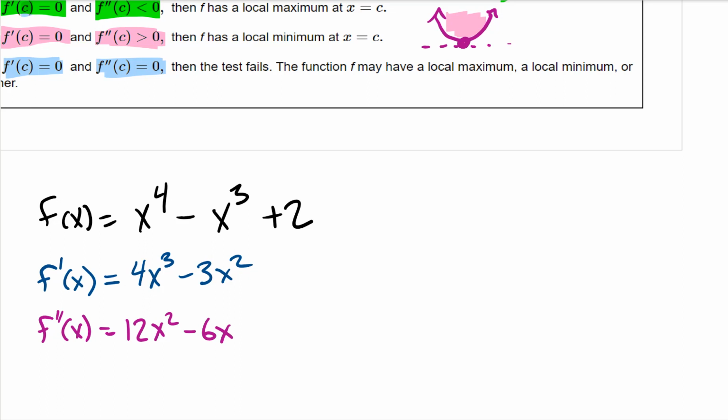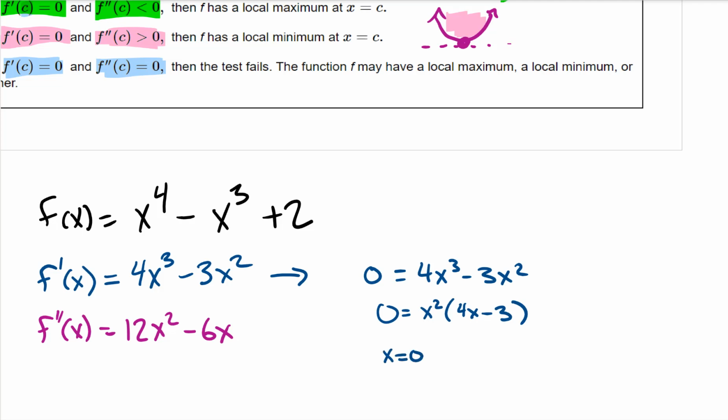Now we're going to take our f prime of x and set it equal to 0 and solve. I think we can pull out an x squared, and this is going to leave us with 4x minus 3. Isn't that what it is? 4x minus 3? All right, cool. So we take our x squared and set it equal to 0, and we take our 4x minus 3 and set that equal to 0. So we find out that we have x equal to 3/4 and x equal to 0.